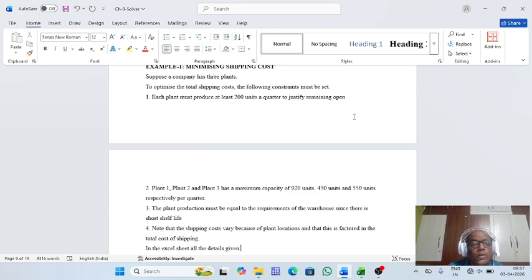That is one constraint. The plant production must be equal to the requirements of the warehouse, since the product has a short shelf life. So as per the requirement of the warehouse, the plants are required to produce.